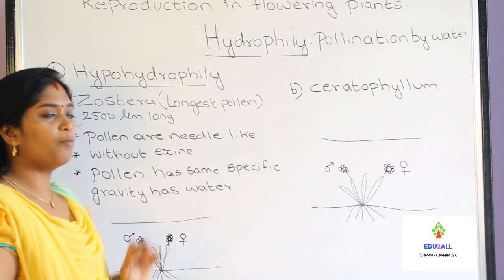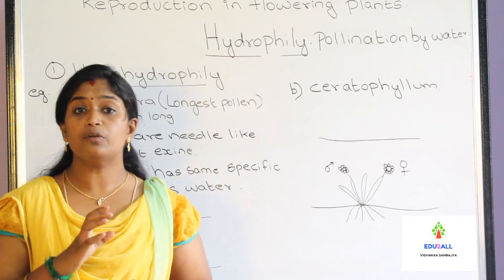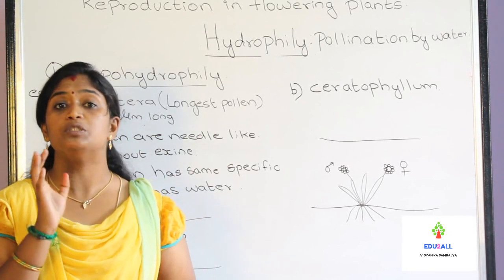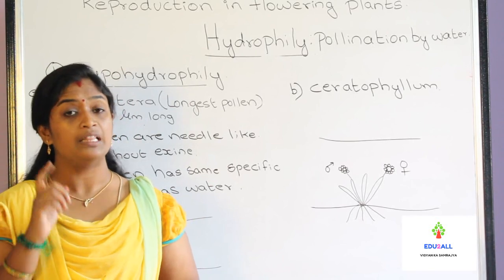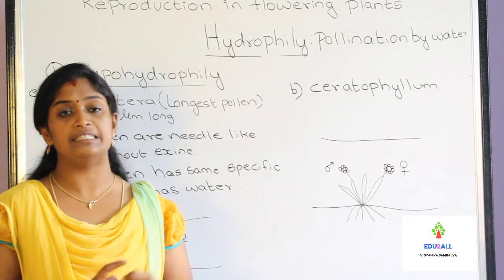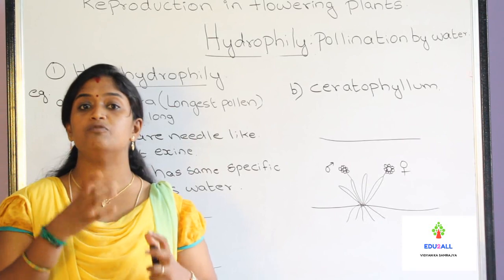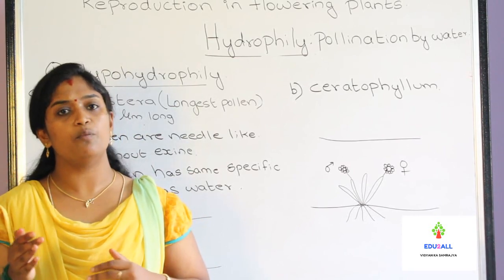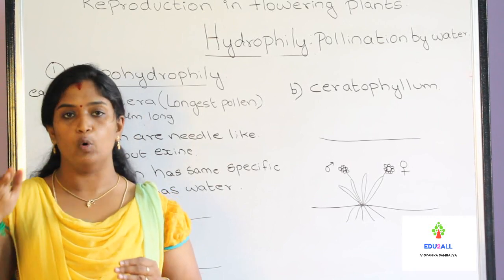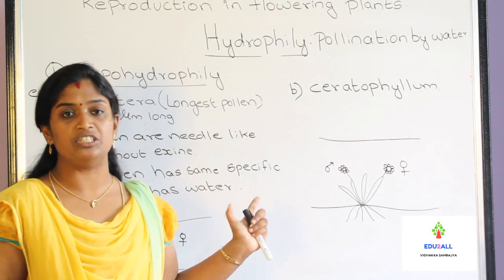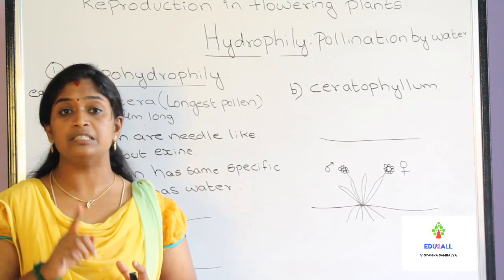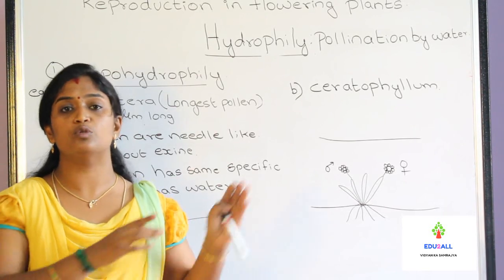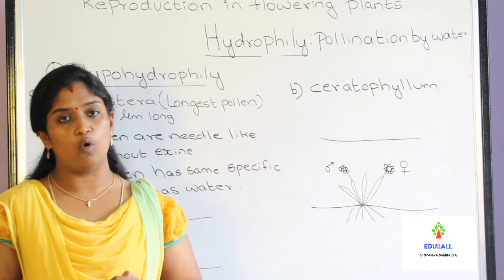Another important thing is that the pollen grains which are produced will have a specific gravity equal to that of the water. The meaning of this sentence is that if the pollen grains are heavy, they will settle. If they are lightweight when compared to the water, they float. Whereas in this condition, the pollen grains released have a specific gravity equal to that of the water, so they will be carried by the water current.